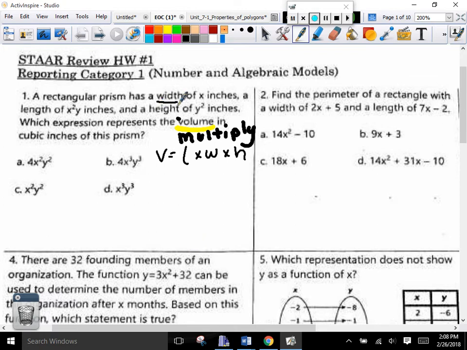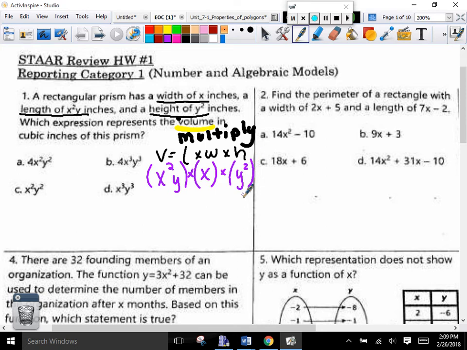So the width is x inches. The length is x squared times y. And the height is going to be y squared. So we're going to substitute those into our equation. We have our length, which is x squared times y. We're going to multiply times our width, which is x inches. And we're going to multiply times our height, finally, of y squared inches.